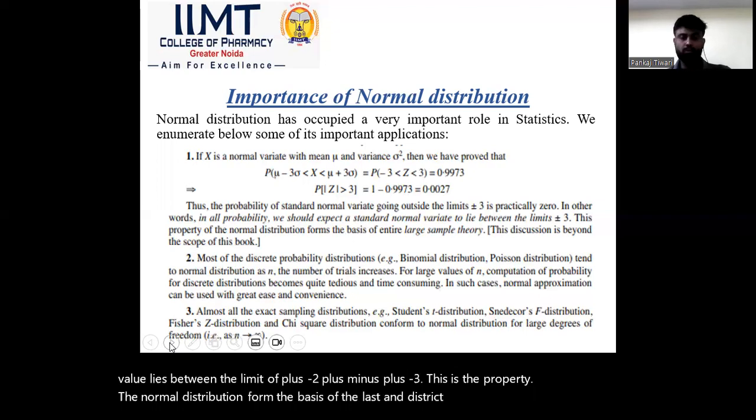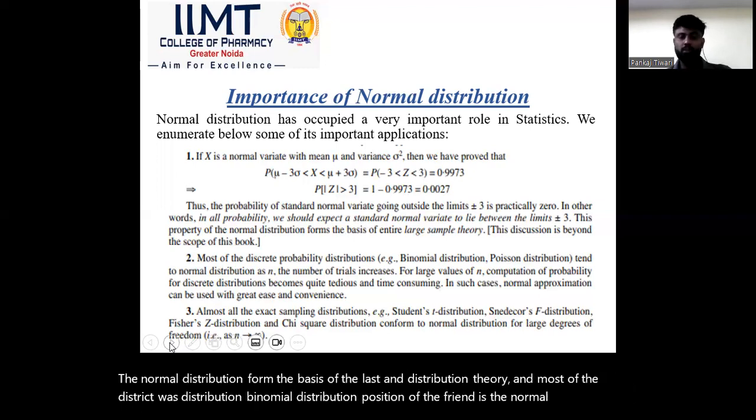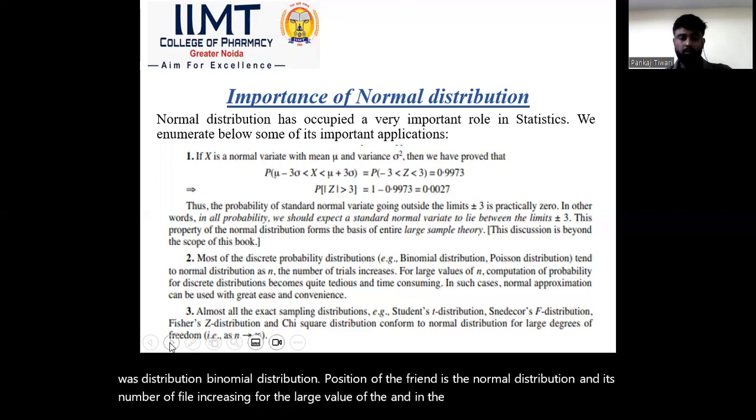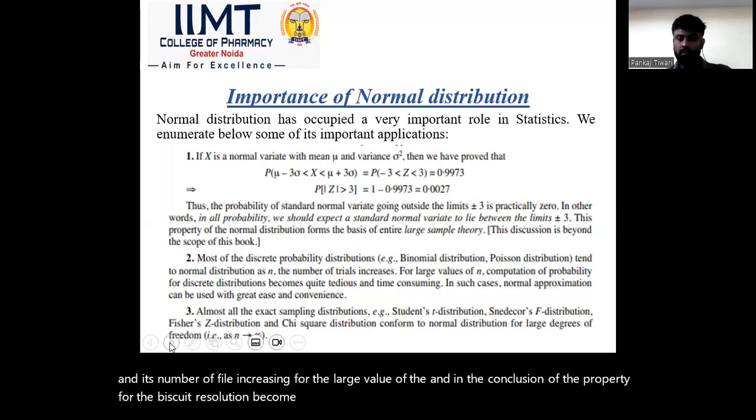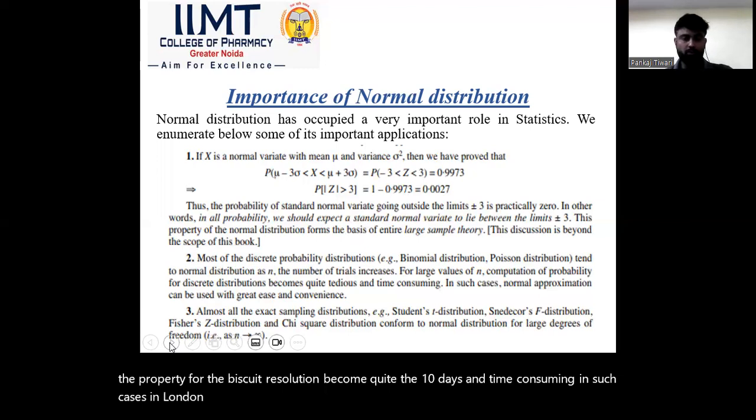Most of the discrete distributions, binomial distribution and Poisson distribution, tend to the normal distribution as the number of trials increases to large values. The computation of probability for the discrete distribution becomes quite tedious and time consuming in such cases, so normal approximation can be used with great ease and convenience.